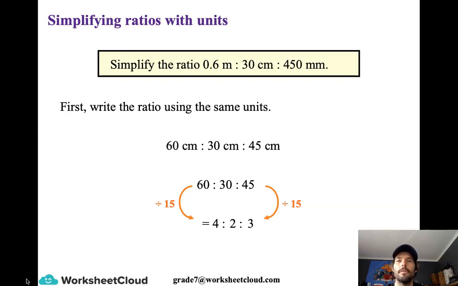So therefore your simplified ratio of 60 is to 30 is to 45 is 4 is to 2 is to 3. So what that means is for every 4 centimeters of the 0.6 meters, there's 2 centimeters from the 30 centimeters, and then there's 3 centimeters from the 450 millimeters.